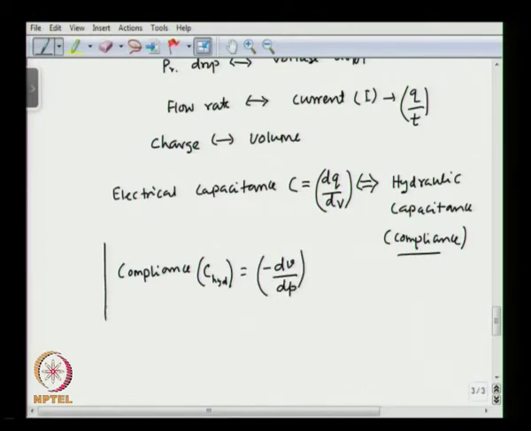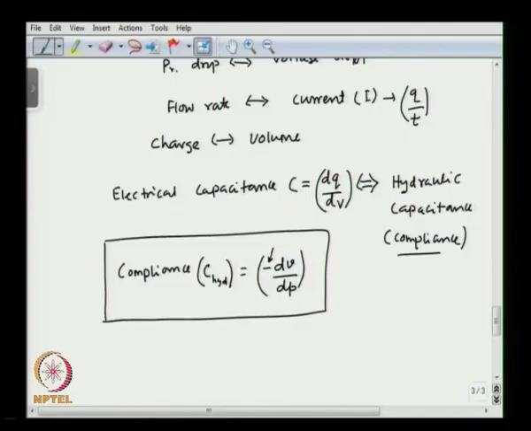Okay. So, here we notice that there is a negative sign, and the negative sign is because as the pressure increases the volume diminishes. Okay. So, the volume and pressure are inversely proportional to each other. So, there is a negative sign there. Now, compliance has importance in the design of microfluidic systems.